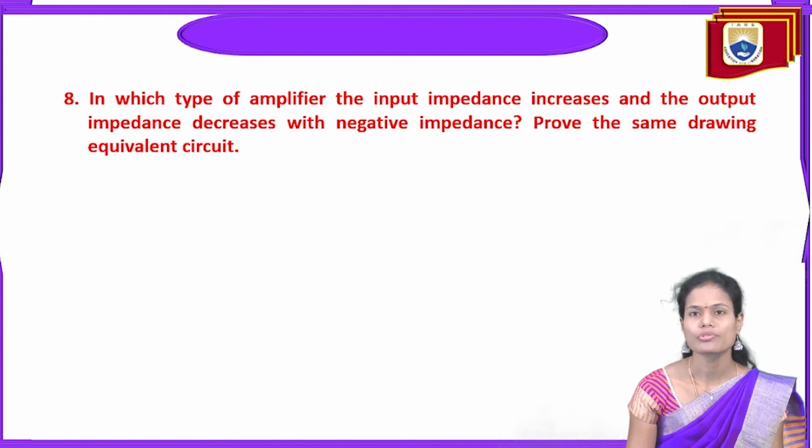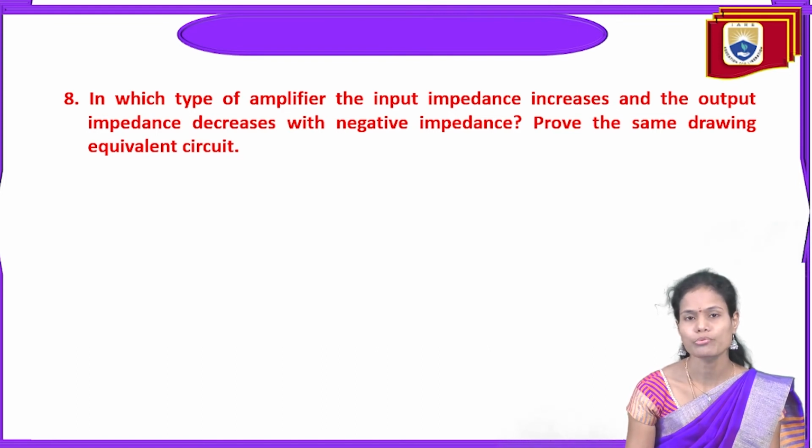So generally, if we introduce a negative feedback to the amplifier circuit, the input impedance will improve and the output impedance will decrease here. So we can draw that particular equivalent circuits here, and we have to prove by utilizing the mathematical equations here.